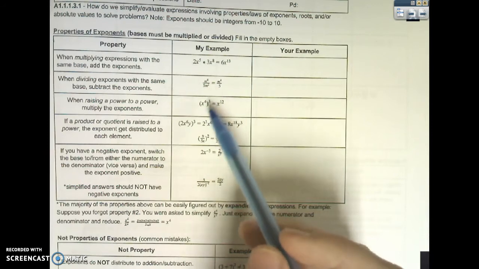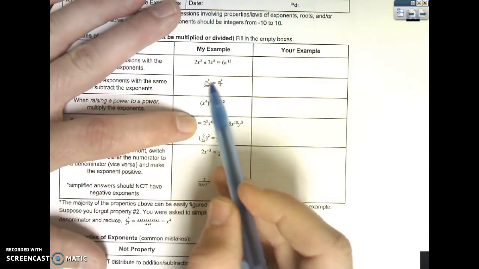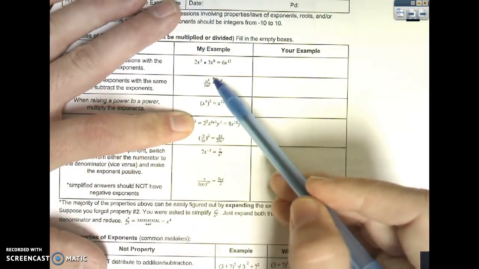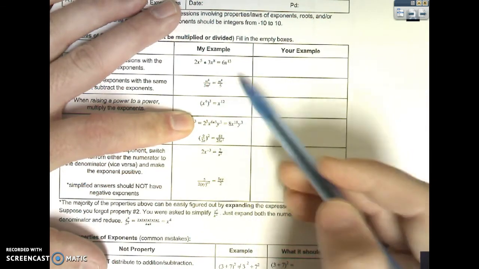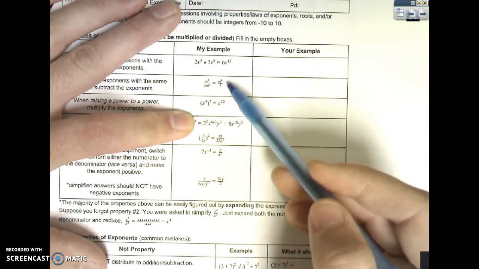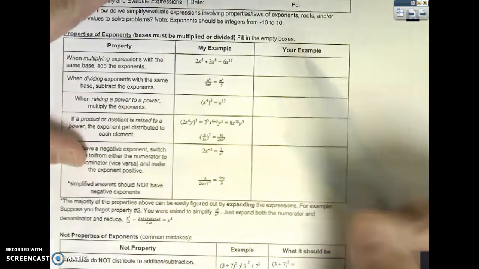If you are dividing the same base, you subtract them. So in this case, I know it's really hard to see. It's m to the 6th over 5m squared. You're doing 6 minus 2, which is 4. That's how I get m to the 4th.